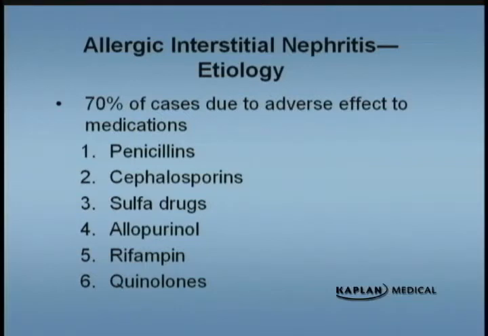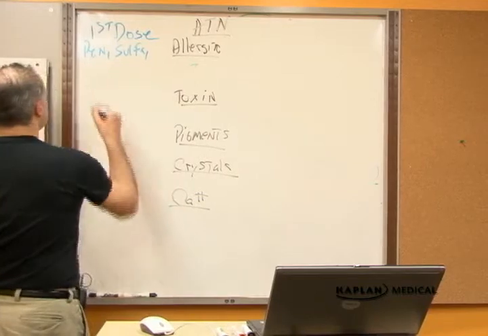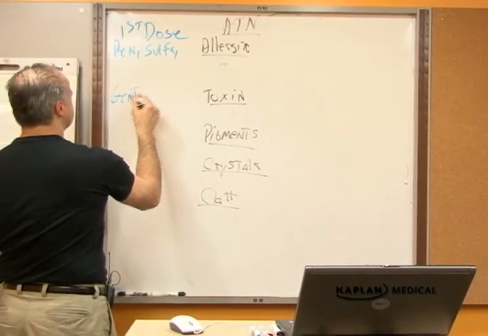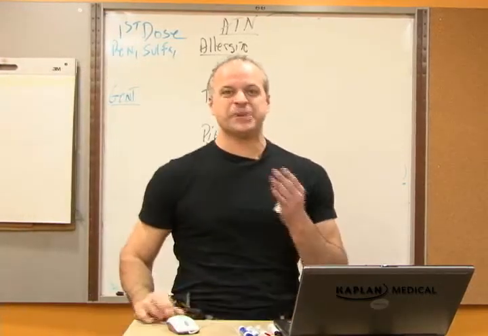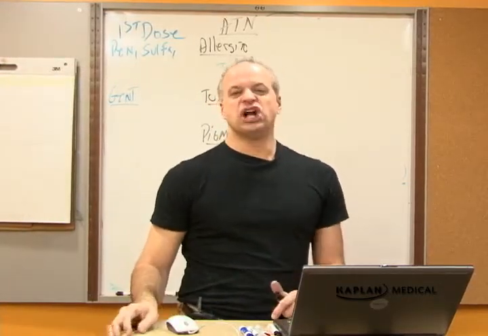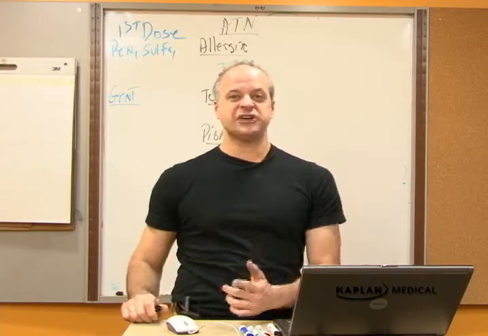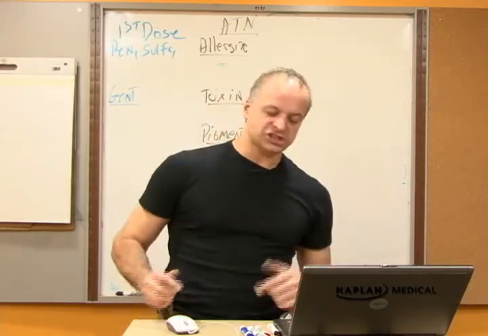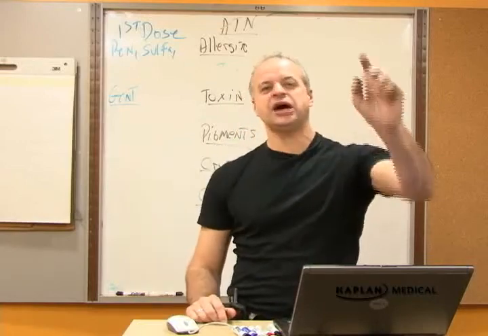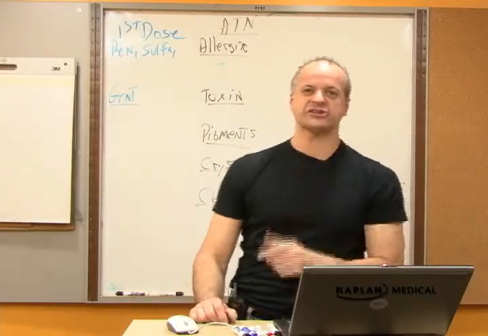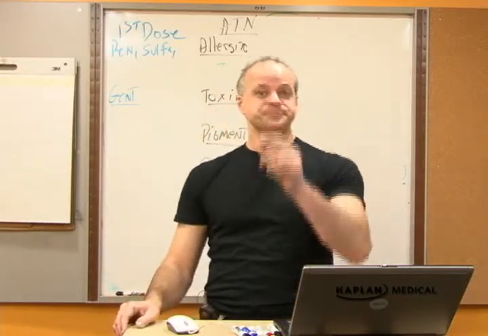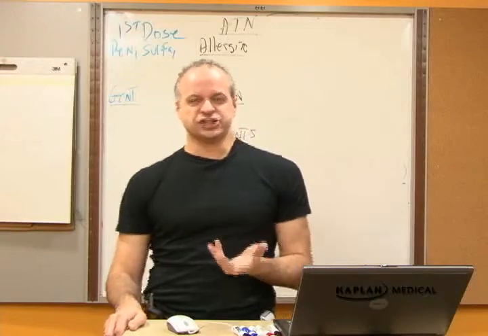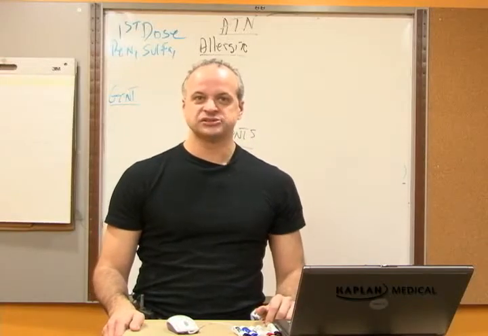Now, what's the difference between that and something like aminoglycosides? Aminoglycosides like gentamicin, tobramycin, amikacin need 5 to 10 days to build up. Allergic interstitial nephritis happens right away. What substances are human beings allergic to? Human beings are allergic to penicillins and sulfa drugs. 10% of the general population is allergic to penicillins and sulfa drugs.